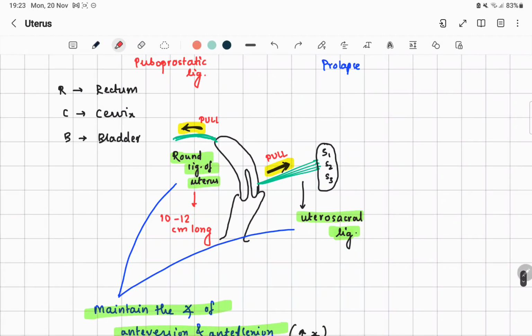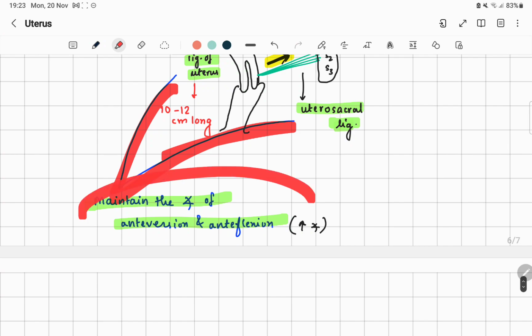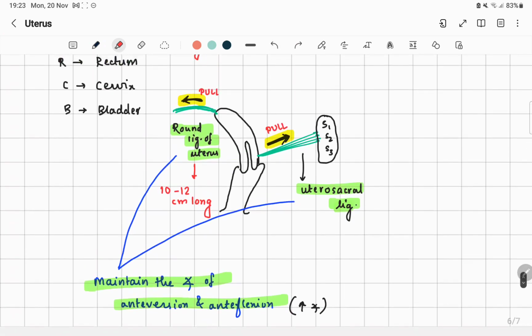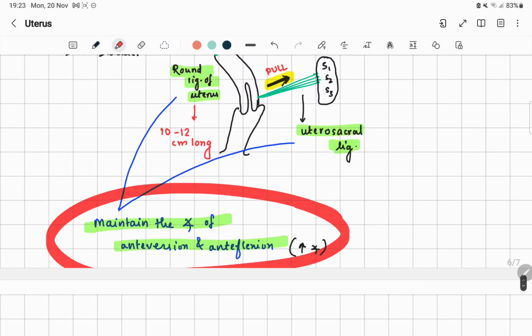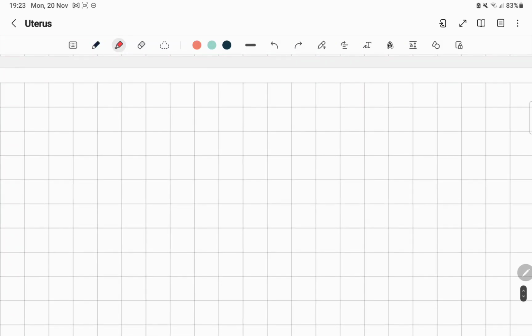Understood? And this uterosacral ligament is pulling in this direction. So this maintains the angle of anteversion and anteflexion. So this round ligament and this uterosacral ligament are maintaining the angle of anteversion and anteflexion. So this completes the uterus. Let's move on to the next concept.